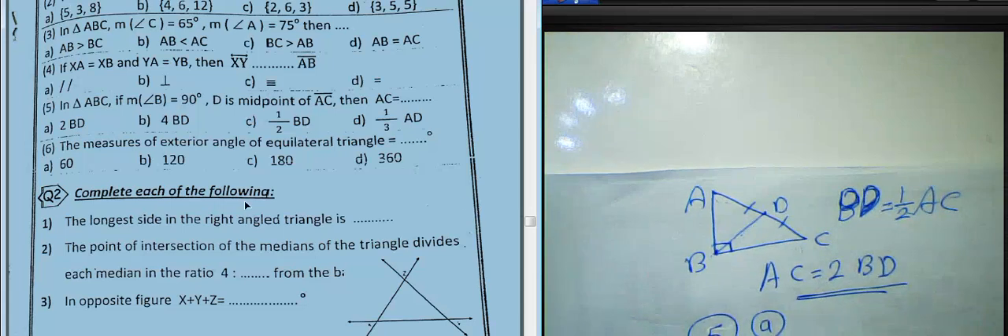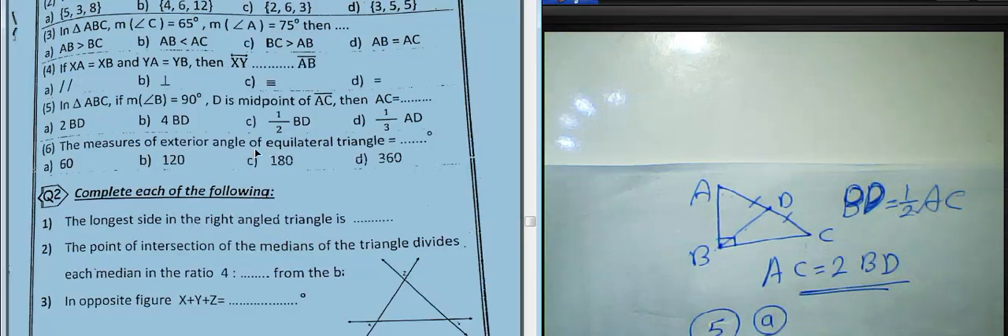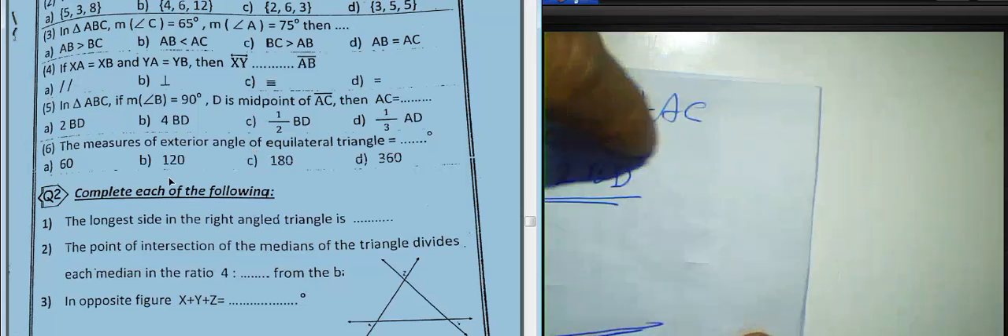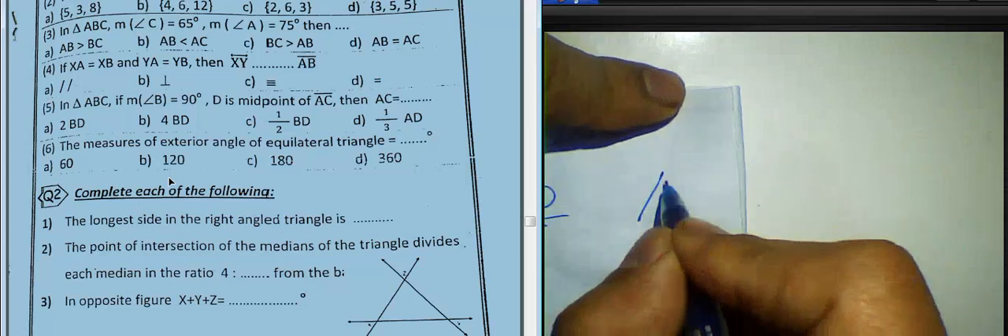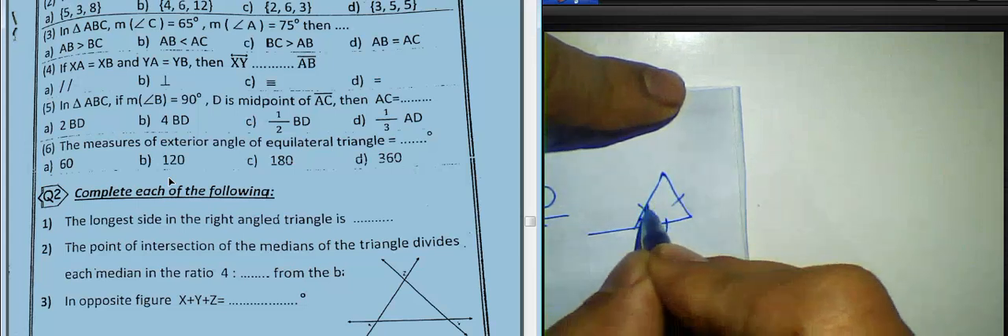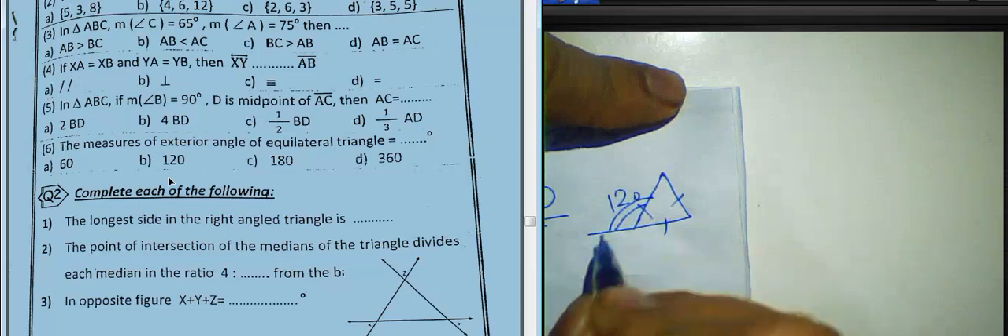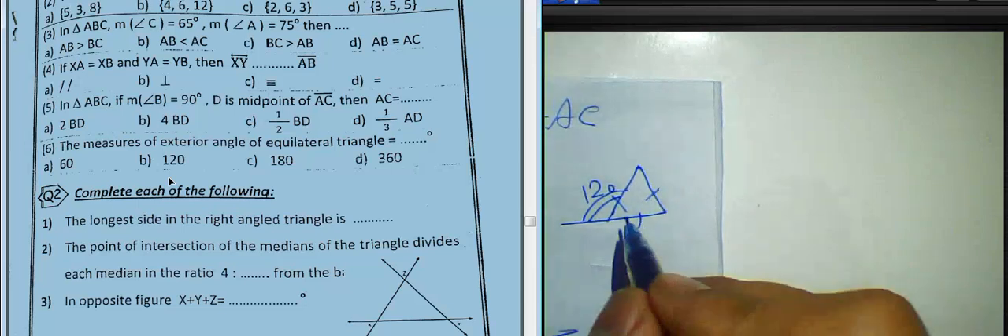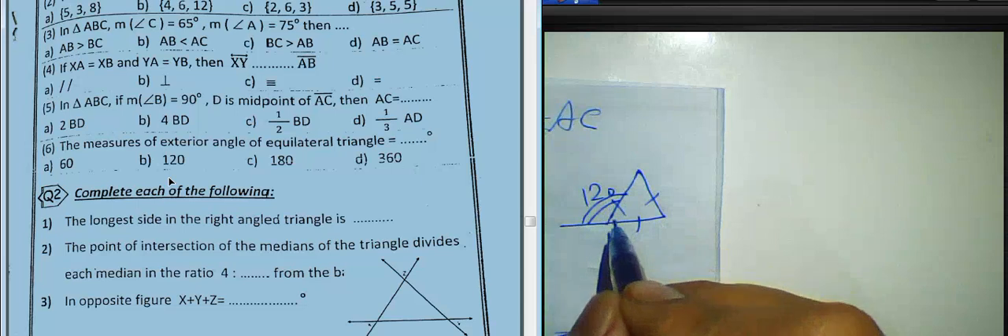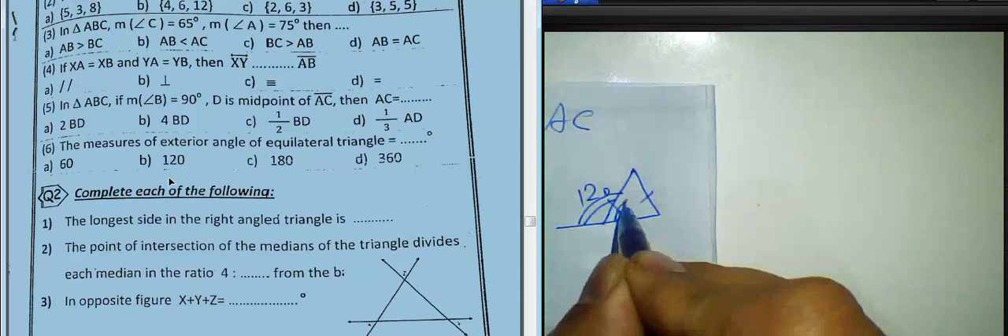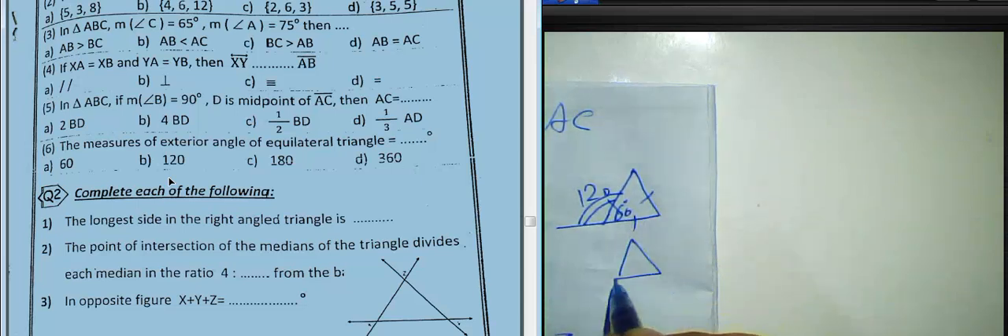Look at question number 6. The measure of the exterior angle of an equilateral triangle equals 120. He asked about the exterior angle of an equilateral triangle. This angle will measure 120. Why? Because 120 is supplementary to the 60 degree angle. We have an equilateral triangle, so each angle of it equals 60 degrees, and the exterior angle here will be 120.